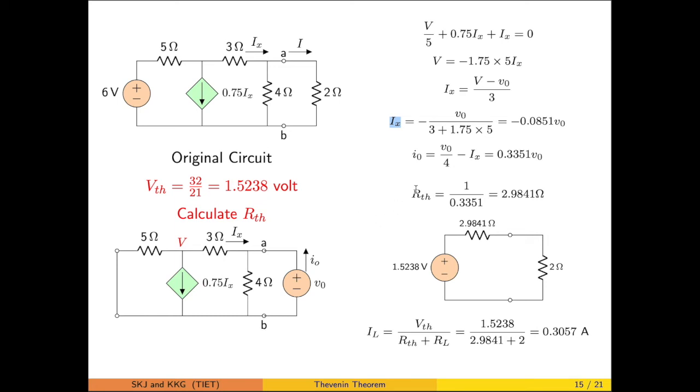So I0 is calculated that way, and once I0 is related to V0, you can calculate V0 upon I0, which will be equal to the RTH, that is 2.9841 ohm, and correspondingly the simplified representation is drawn. This is the VTH, this is the RTH, and here is the load resistance, so you can easily calculate the load current likewise.